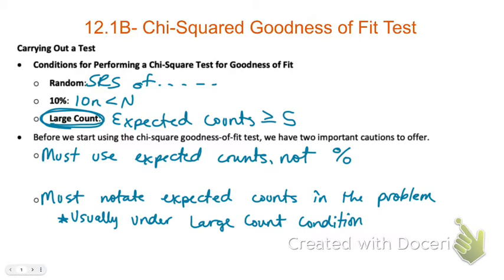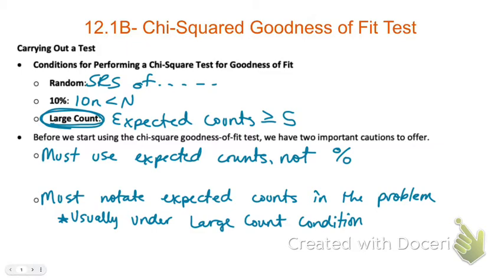But most of the time we're going to write it here because we are verifying that the expected counts are greater than or equal to 5. So it makes sense to write them there. So that's generally where we're going to put them. But you can write them anywhere as long as they're somewhere in your problem. All right, so those are our conditions.